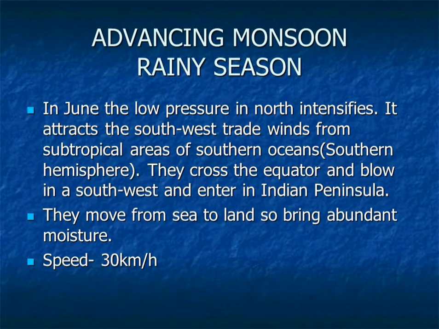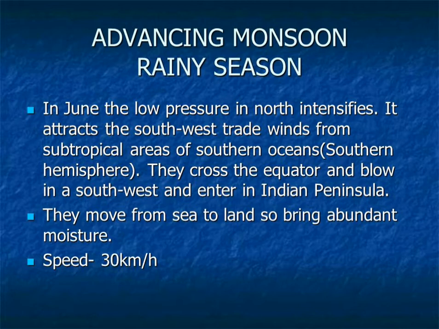Advancing monsoon or the rainy season. The low pressure area over the northern plains intensifies by mid June and attracts the trade winds. These trade winds originate over the warm tropical ocean in the southern hemisphere. After crossing the equator, these blow in the southwest direction, entering the peninsula as the southwest monsoon.